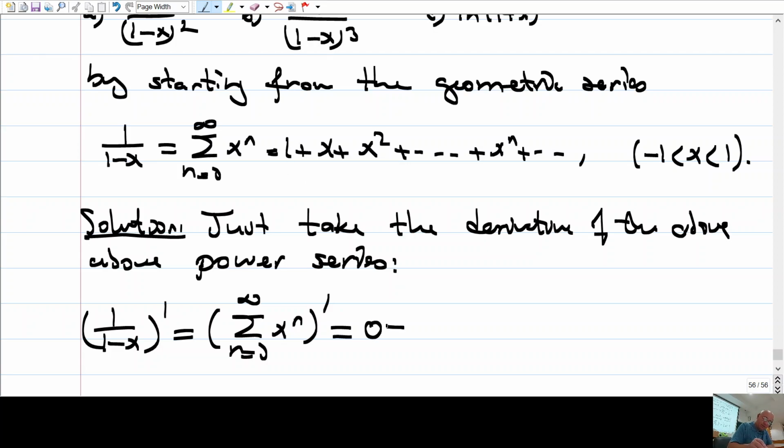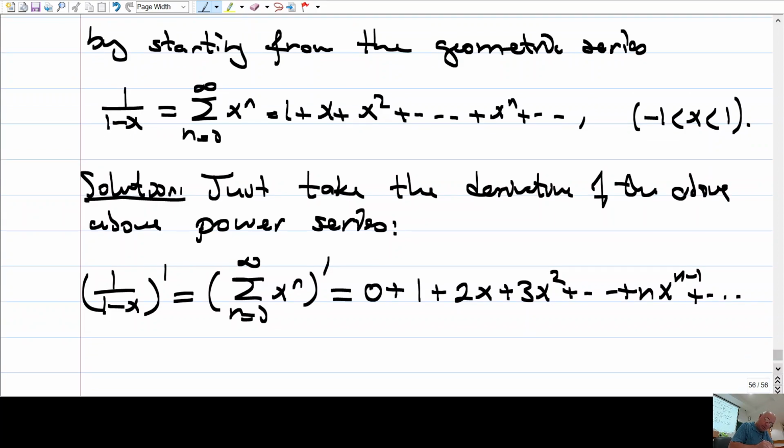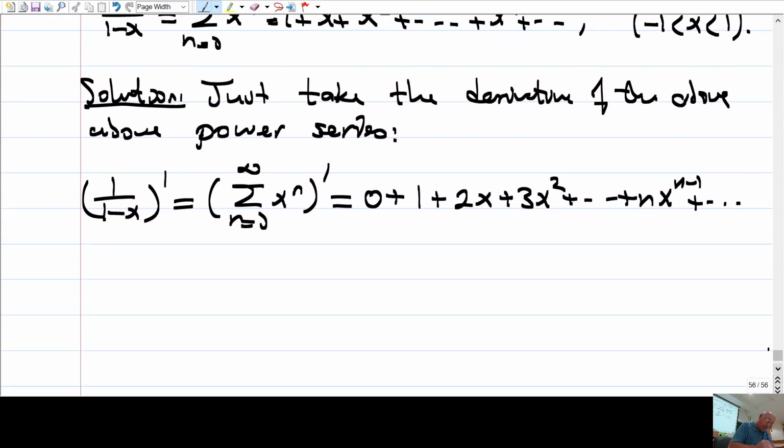Derivative of 1, 0. Derivative of x is just 1. Derivative of x squared, 2x. And then derivative of x cubed, and so on. n times x to the power n minus 1. And this is true for x again between 1 and minus 1. Okay. Theorem guarantees that. What about the derivative of this expression?